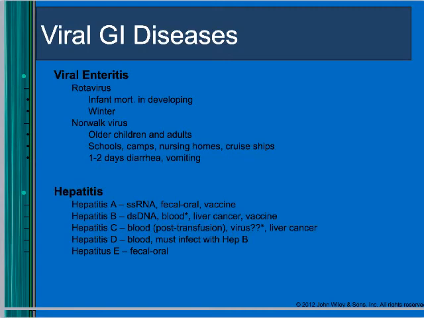Okay, A is fecal oral. B and C are blood or sexually transmitted. D is also blood. And then E is fecal oral. Okay, now B and D usually co-infect. So D doesn't do anything unless you have B.